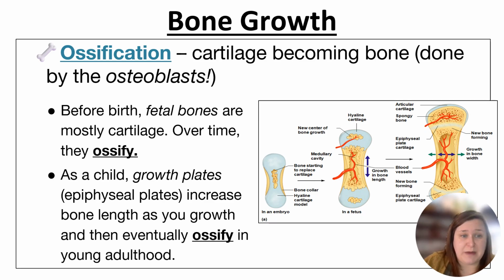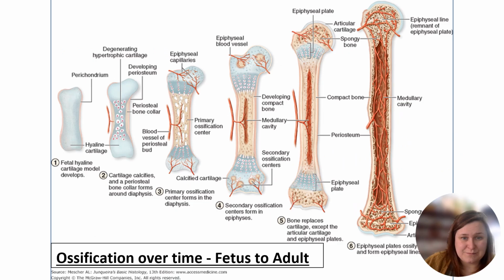This is going to be done by those osteoblasts that we talked about. So before birth, fetal bones are going to be mostly cartilage. Over time, those bones are going to ossify, and then as a child grows, they're going to have those growth plates or those epiphyseal plates that we talked about earlier. So those are going to increase bone length as the children grow. And then eventually those growth plates will ossify in young adulthood.